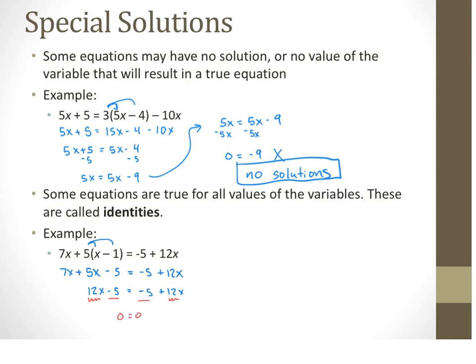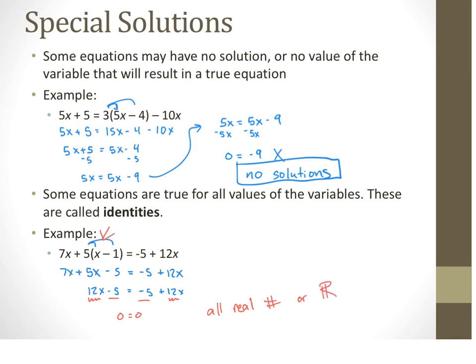What this means is that no matter what number you plug in for x, you're always going to get the right answer. It's always going to work. You could plug 5 in for x and it would work. You could plug 100 in for x and it would work. You could plug negative something and it would still work. No matter what number goes in here, it will always work 100% of the time. This is called an identity, and the answer is all real numbers.